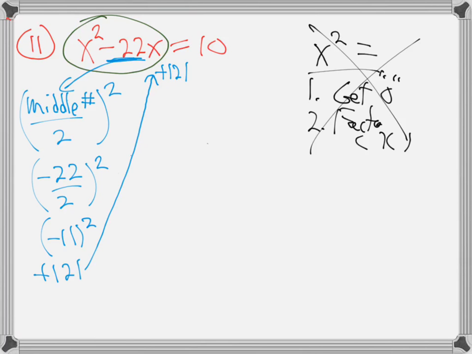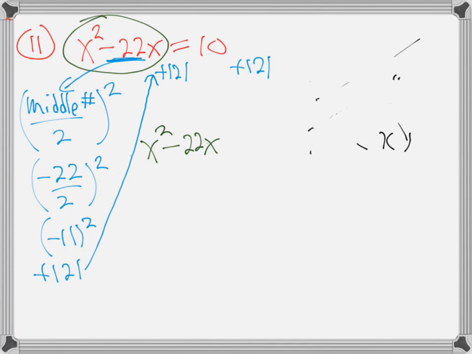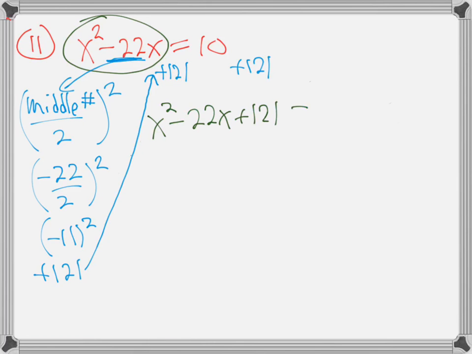But if you're going to add 121 to the left side, you have no choice but to also add 121 to the right side because you got to keep the balance, right? If they were equal before and you treat them the same, they'll still be equal. If you treat them different, they're not equal anymore. We got to treat them the same. You tracking with me? So now the left side becomes x squared minus 22x plus 121. The right side is 10 plus 121.